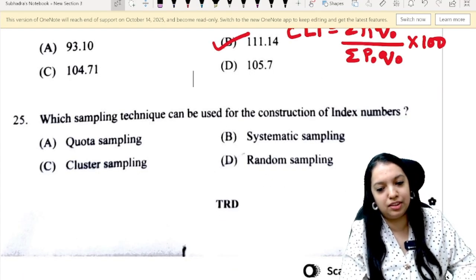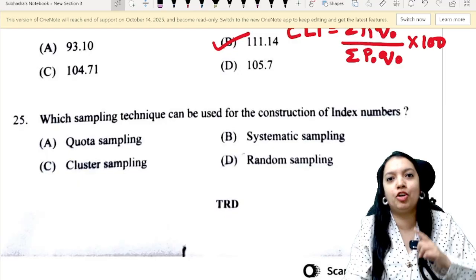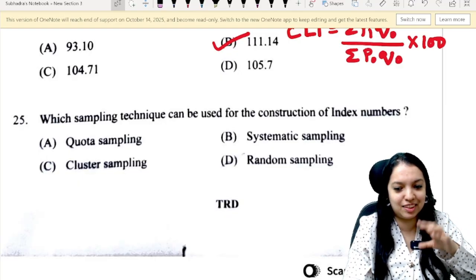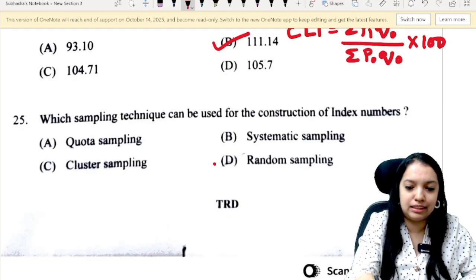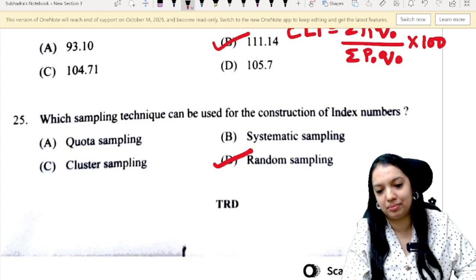Which sampling method is used for construction of index numbers? If you had bought my Thunderbolt scanner, this question is covered under that, and answer for this question is random sampling.